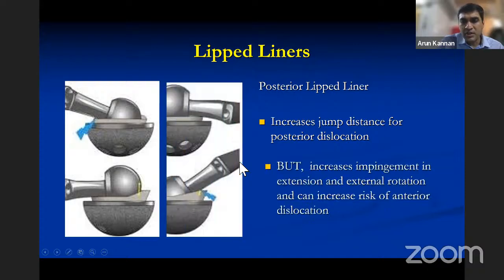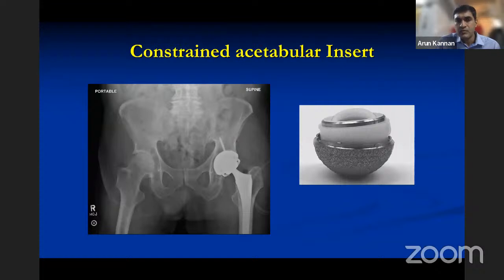But we also need to understand that it comes with a price. It increases impingement in the opposite direction, meaning it reduces the impingement-free range of movement. And when you use a liner in one direction, you always have to be careful about instability in the opposite direction. But they have been used for a long time, and they are time-honored. So we can use it whenever there is a need to increase the posterior jump distance.